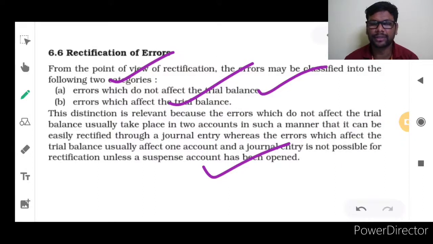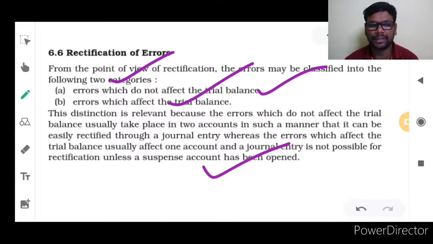Look at this. Some errors do not affect trial balance, like errors of complete omission, because it is completely omitted. It is not entered on only one side. On both sides it is not entered, debit and credit side. So it is complete omission. So you cannot identify any deviation at the final stage in the total amount of the trial balance. So this complete omission will not affect trial balance. So this will be rectified with the help of the journal entry itself.